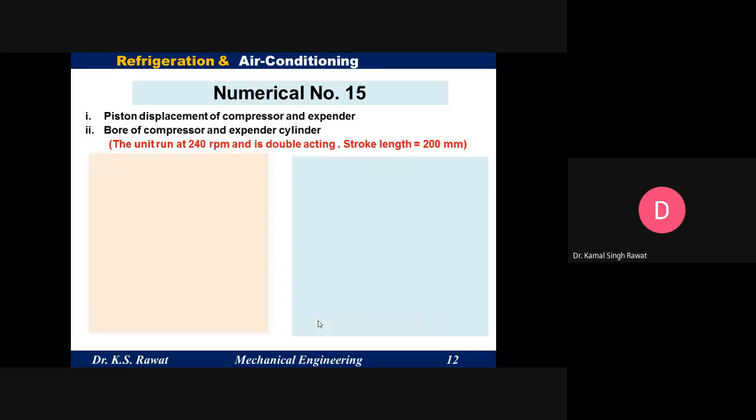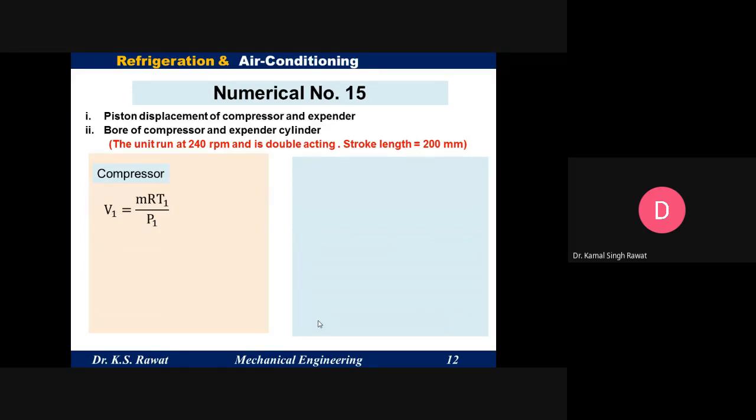So now next, we have to calculate the piston displacement of compressor and expander. We have already done a numerical like that, in which we calculated the value of piston displacement of compressor and expander. So simply we have to calculate the value of V1 and V4. First we will calculate the piston displacement for the compressor, which is equal to V1. V1 equals to M R T1 divided by P.